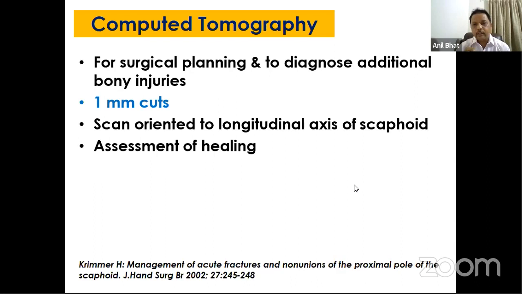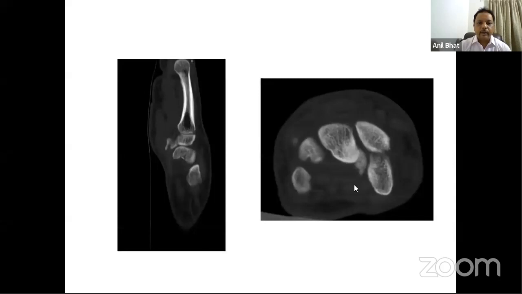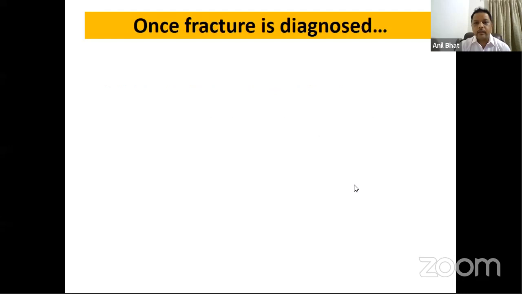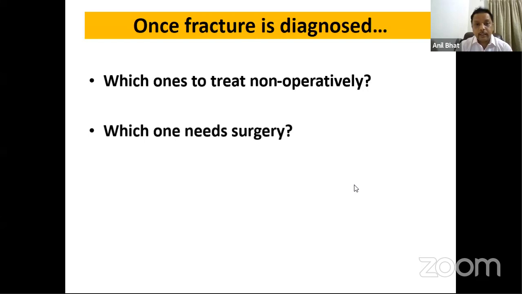Occult fractures sometimes are not diagnosed by the CT scan itself. So the take-home message here is MRI to diagnose in X-ray negative cases, and CT if you see the fracture line on X-ray, and then to decide on surgery versus conservative approach. The questions now come once the fracture is diagnosed: which ones to treat non-operatively, which ones require surgery, and what is the method or the implant.